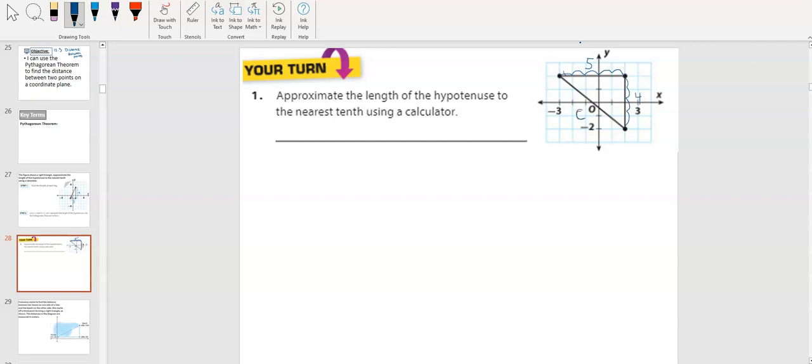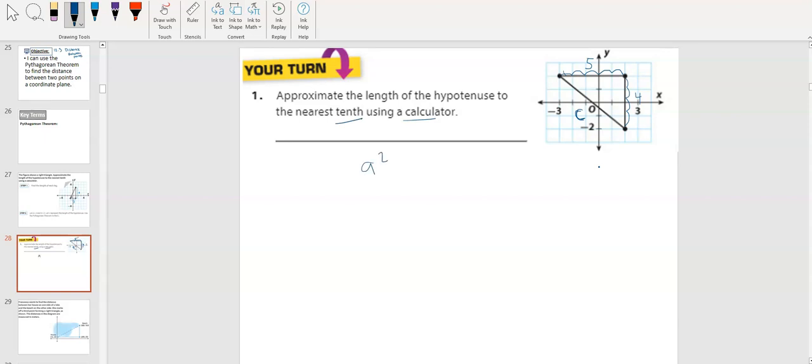And when you're doing distance problems, you're almost always going to have the hypotenuse be the thing that's missing. C is almost always going to be the missing piece because we can count our vertical and horizontal lines, but I cannot count these diagonals. I don't know what the distance is. So that's why we're using the Pythagorean theorem. Again, we're going to go to the tenth and we're using a calculator.